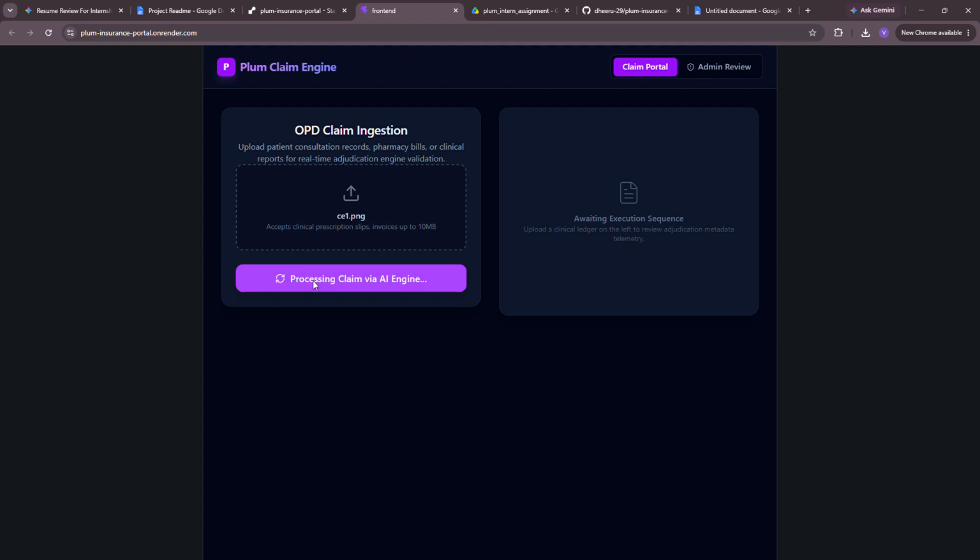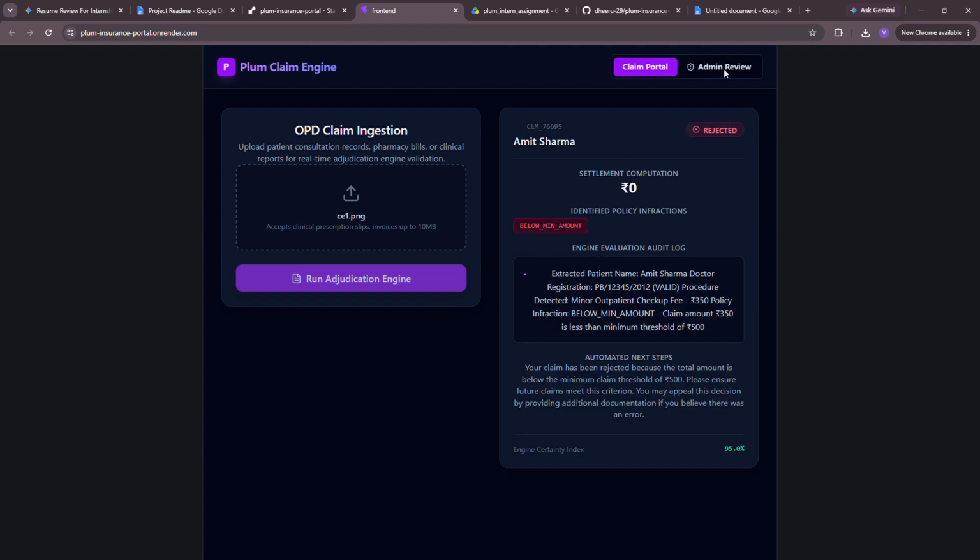Now we'll be running it. It is running. It sometimes takes a few minutes to run, and then we get the output on the right section of the page. In the meanwhile, you can see there are also two portals over here. One is a claim portal and the other is admin review. Admin portal, we named it.